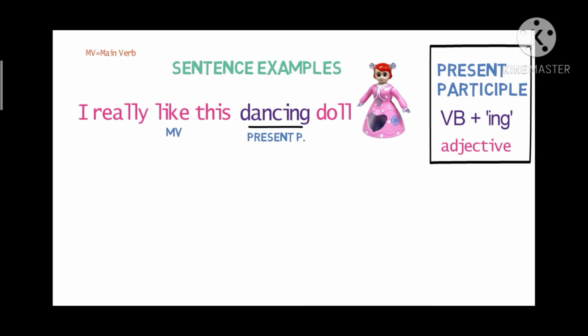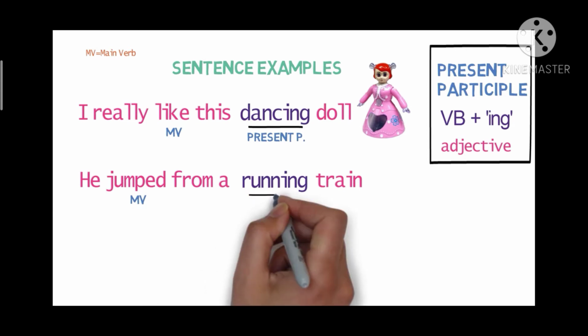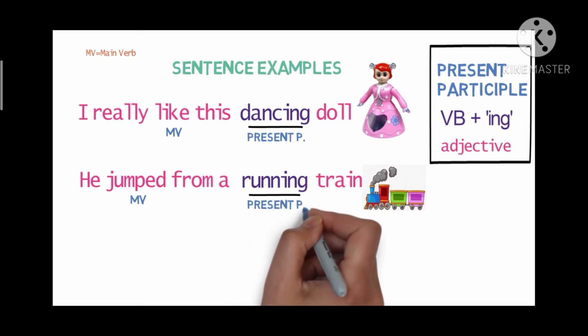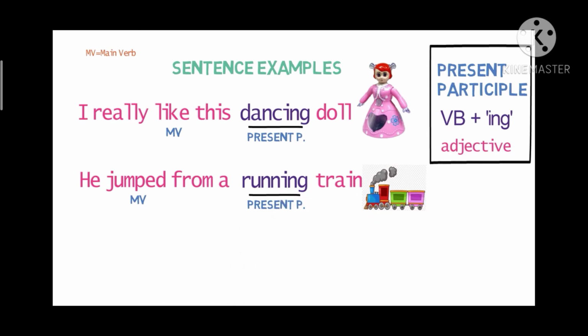Let's look into next example. He jumped from a running train. Here, main verb is jumped and running is secondary verb in ing form. As it is describing the train, it functions as adjective in the sentence, and so it behaves as present participle in the sentence. Let's look into one more example.